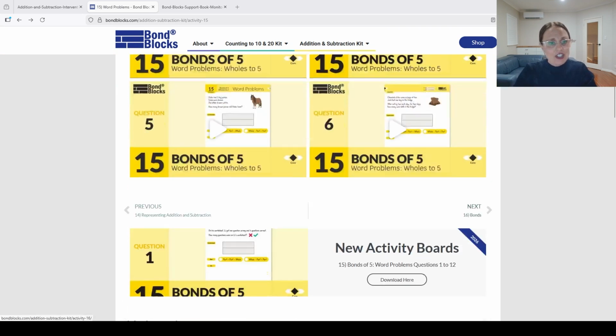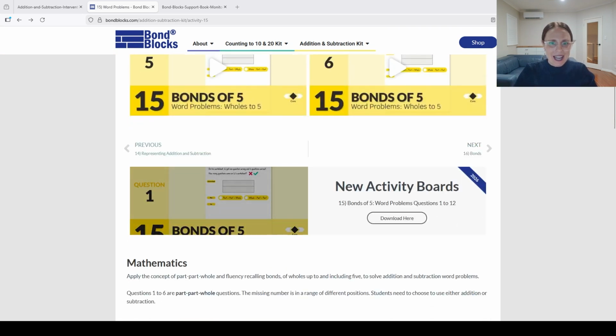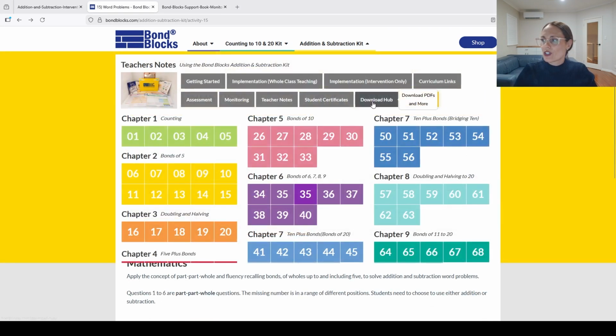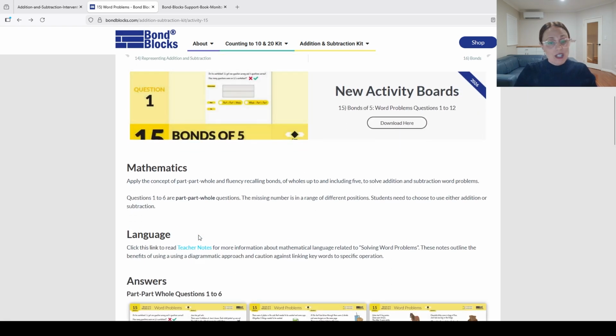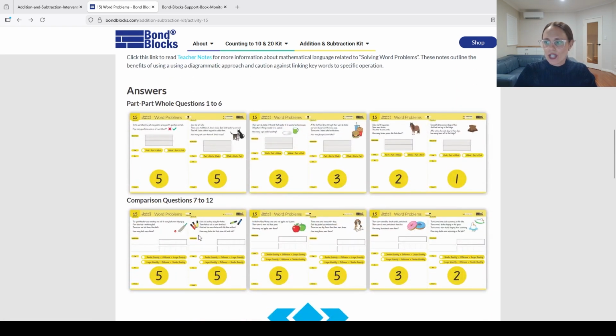You can download the new questions either from the activity page, or if you go over to the download hub, they're also there. The answers are just after the mathematics and language if you scroll down there.